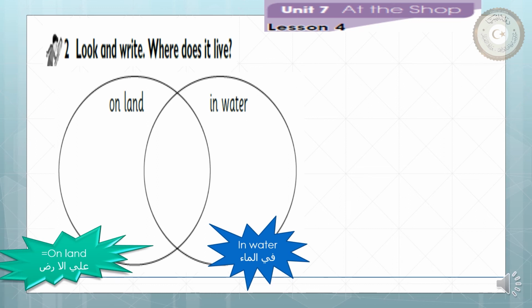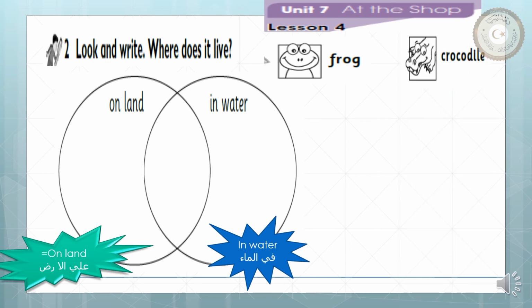Now let us check the pictures of these animals. This is the first picture. We have many pictures. Frog. Where does it live? Is it in water, on land, or in between? Just decide. Then we will check together.